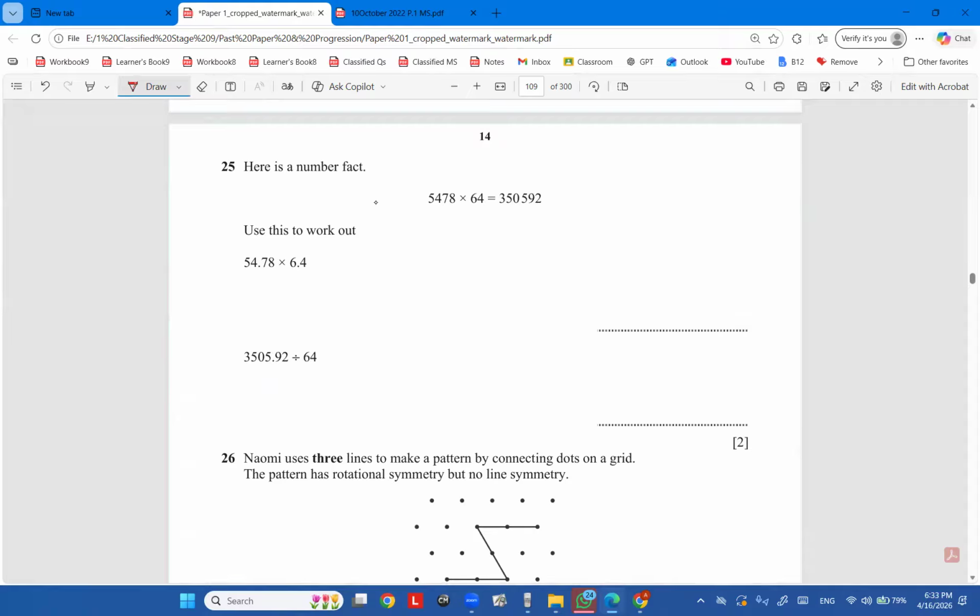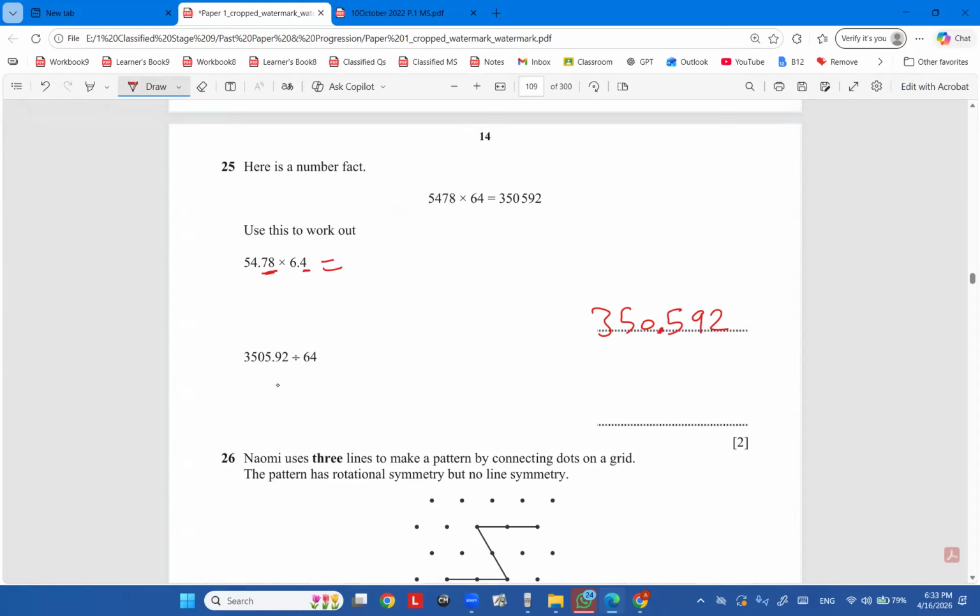Here is a number fact. And they're requesting from you to use this number fact to work out the answer of this. So I'm going to ignore the decimal points. This will give me 5,478 multiplied by 64, which is the same thing exactly as 350,592. But mister, I have here 3 decimal places. So I need 3 decimal places in my answer.